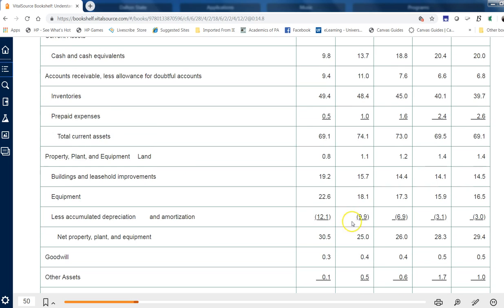So of that 100%, 69.1% of it is current assets. The balance of it is going to be non-current assets. Okay, so it's 30.9% that will end up being, and then the bulk of that shows up as net property, plant, and equipment, 30.5%. And again, when you start to dive into it, you can look at it and see, okay, equipment makes up 22.6%, and then buildings and leasehold improvements at 19.2%. And you might ask, well, why are they doing it as a percentage of total assets? Well, remember the formula, assets equals liabilities plus equity.